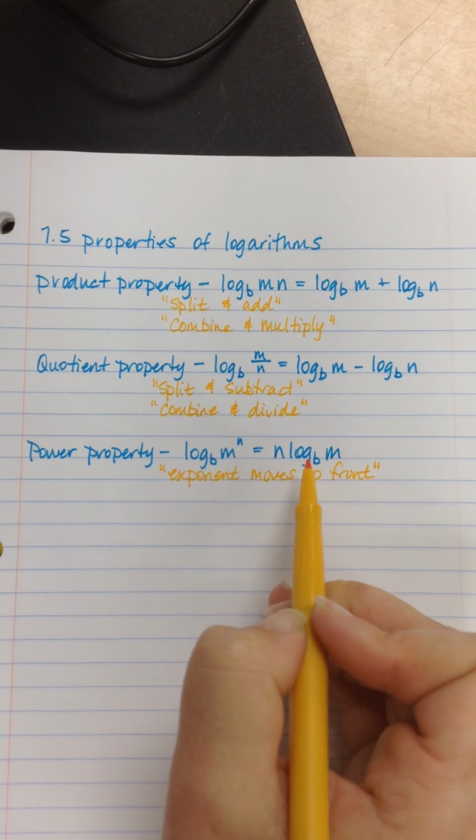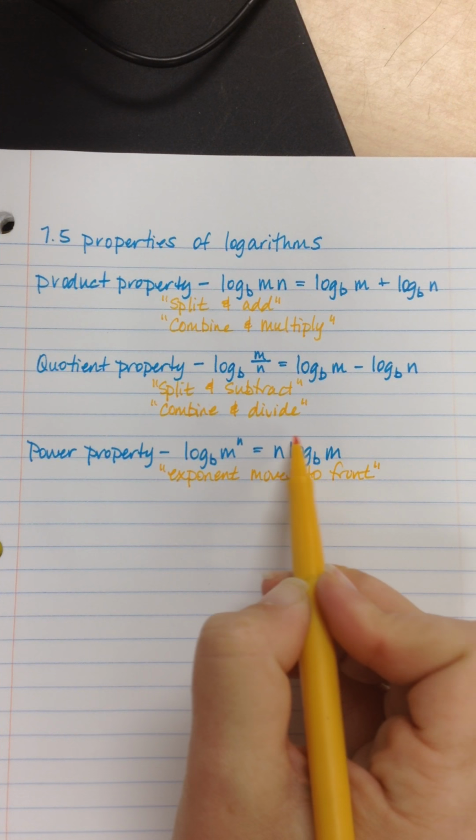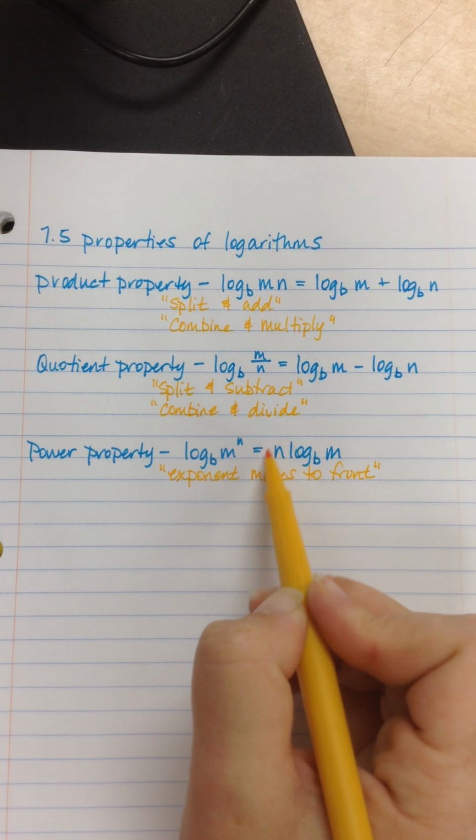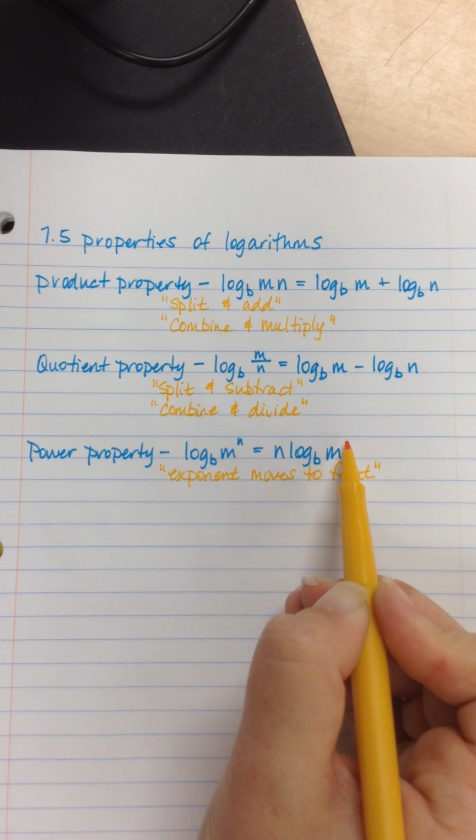Our second option is if we're going in the opposite direction, so we're starting with this guy. The guy in the front can be moved to the exponent.